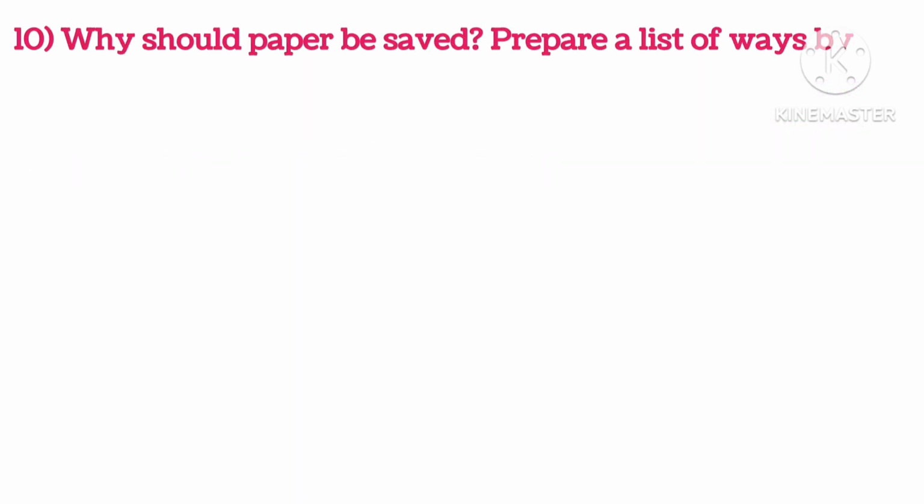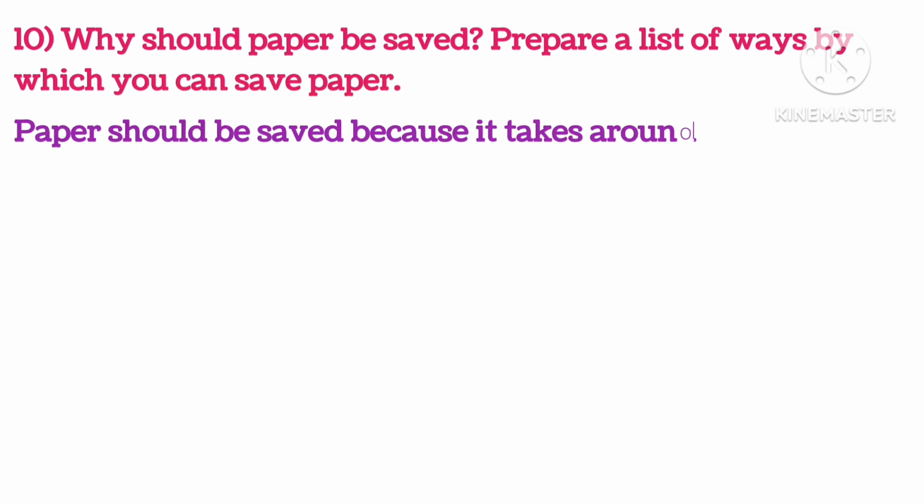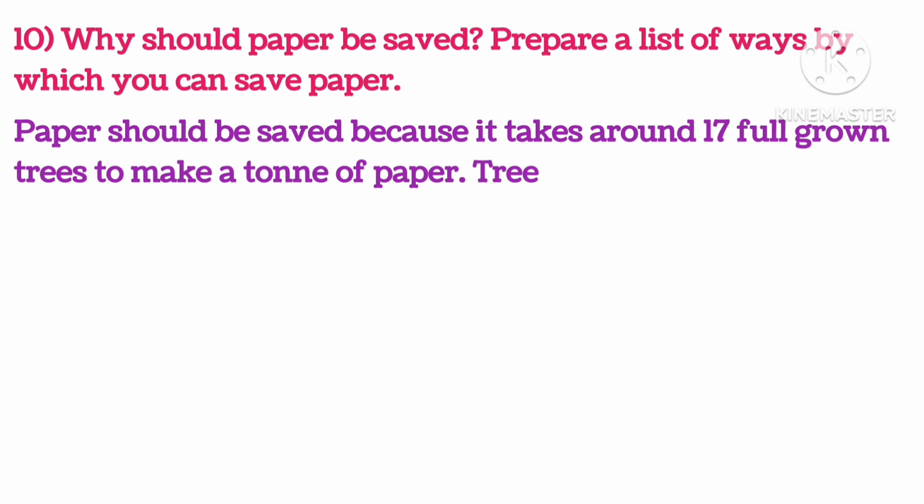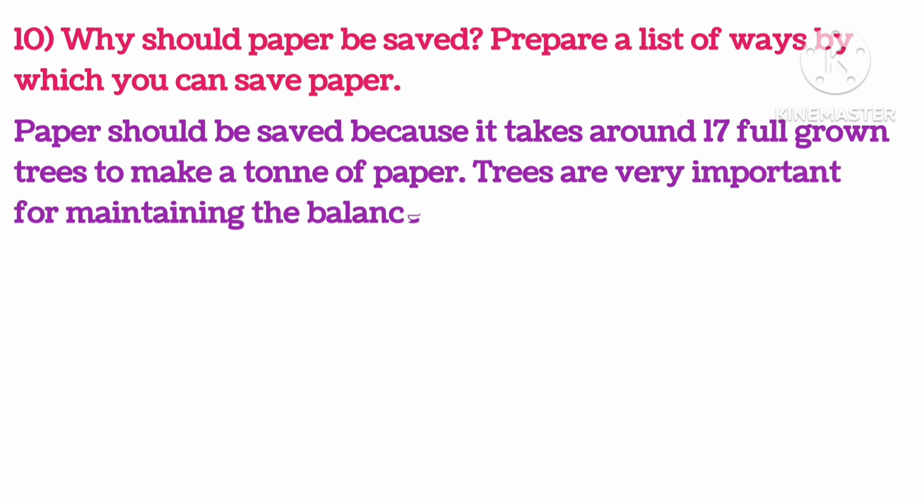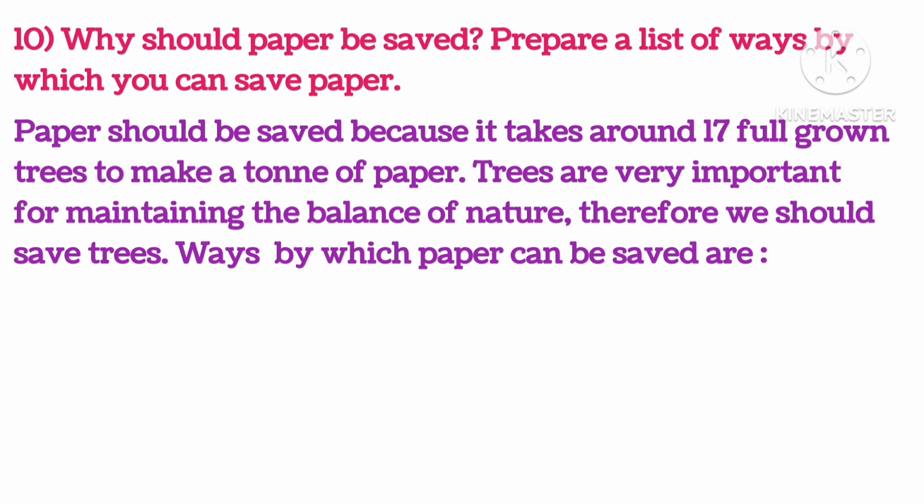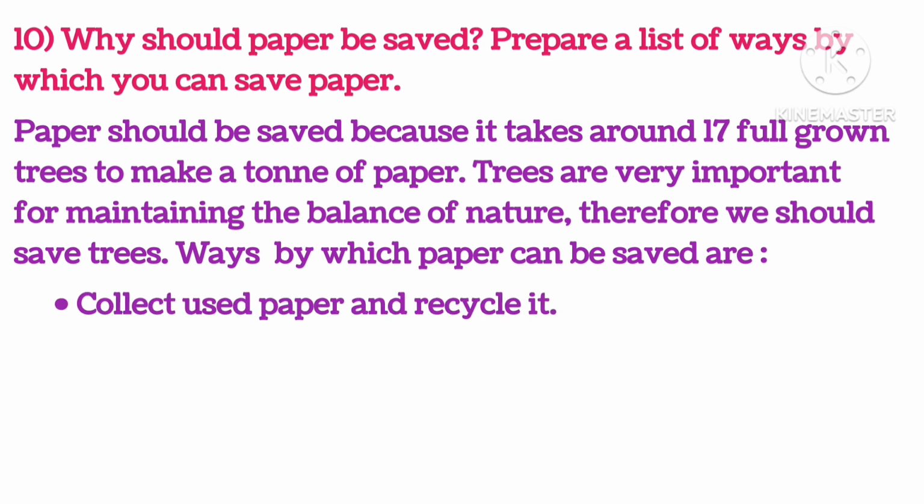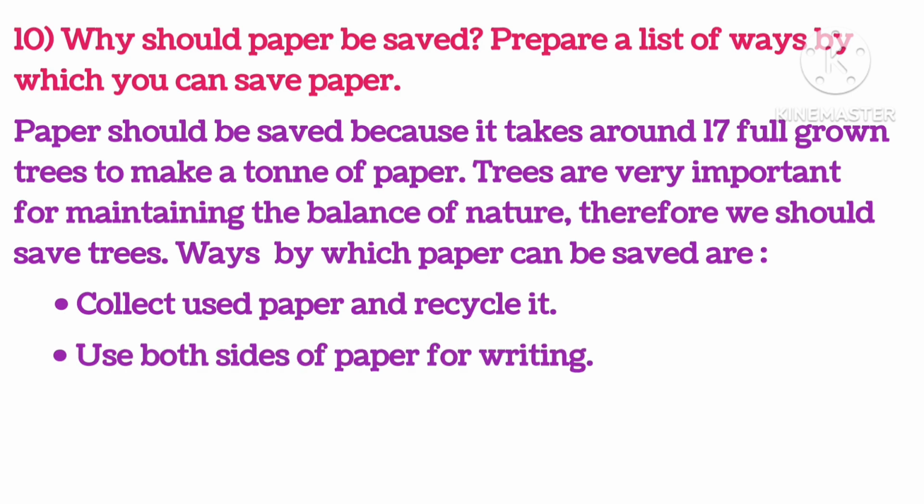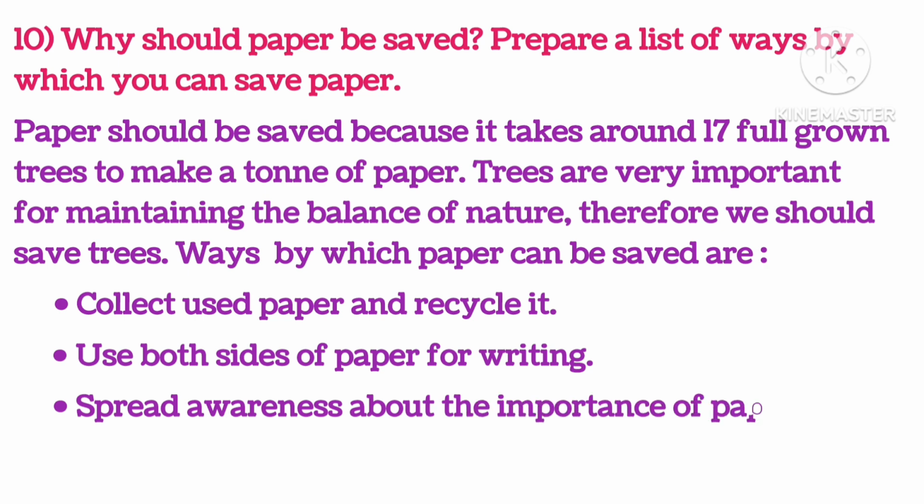Why should paper be saved? Prepare a list by which you can save paper. Paper should be saved because it takes around 17 fully grown trees to make a ton of paper. These are very important for maintaining the balance of nature. Therefore, we should save trees. Ways by which paper can be saved are: first, collect used paper and recycle it. Second, use both sides of paper for writing. Third, spread awareness about the importance of paper. Fourth, use paper intelligently.